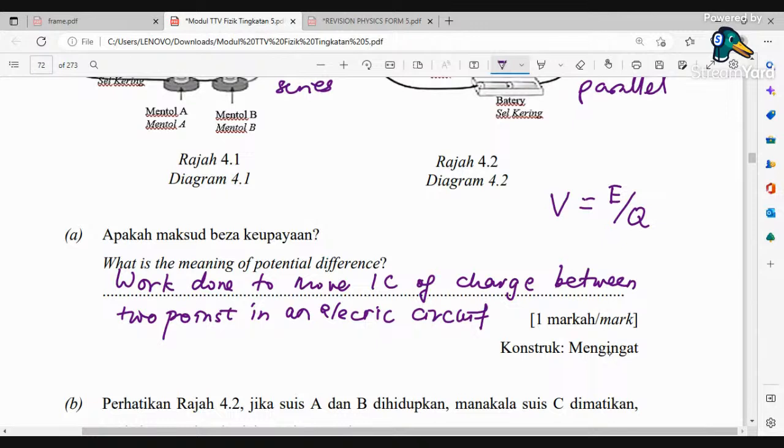Two points ni you can, maybe you measure from positive terminal to negative terminal, or you measure between, okay, itu maksudnya 2 points. So okay, ammeter, okay, between 2 points, ataupun voltmeter the same. Tapi voltmeter dia high resistance kan. Okay, inilah.